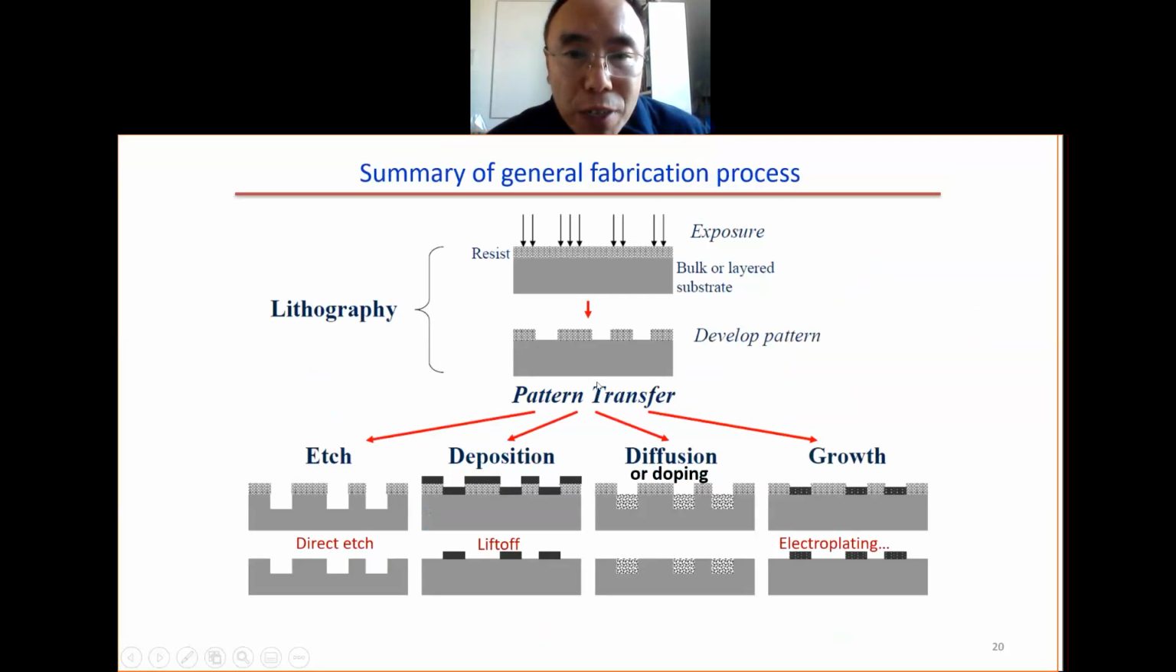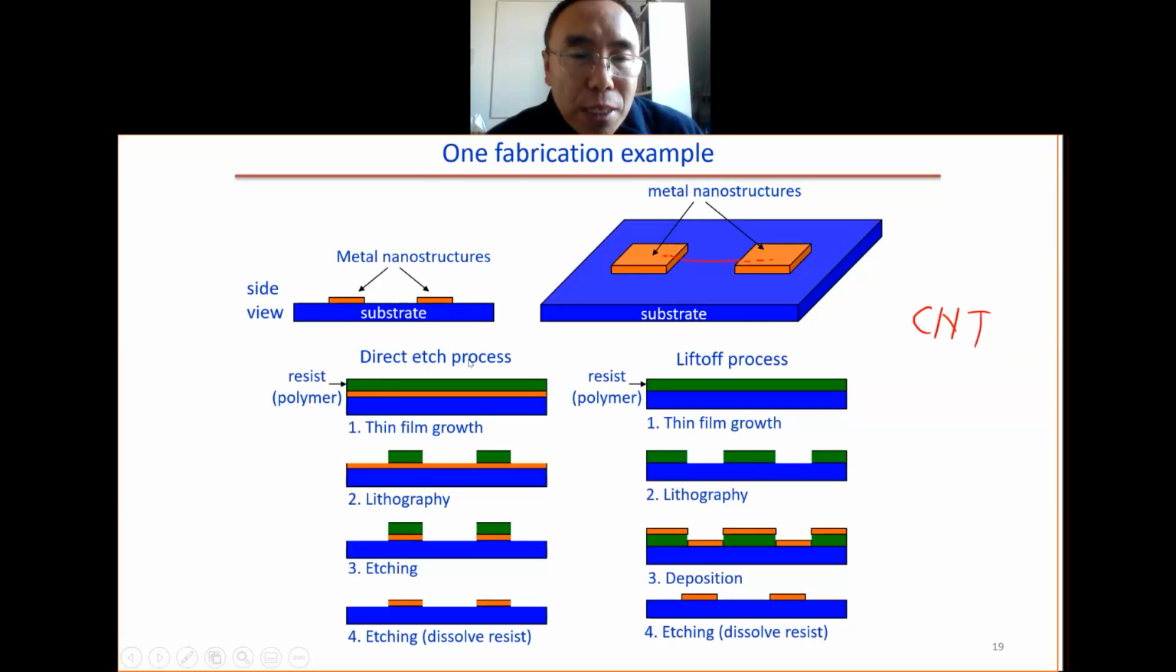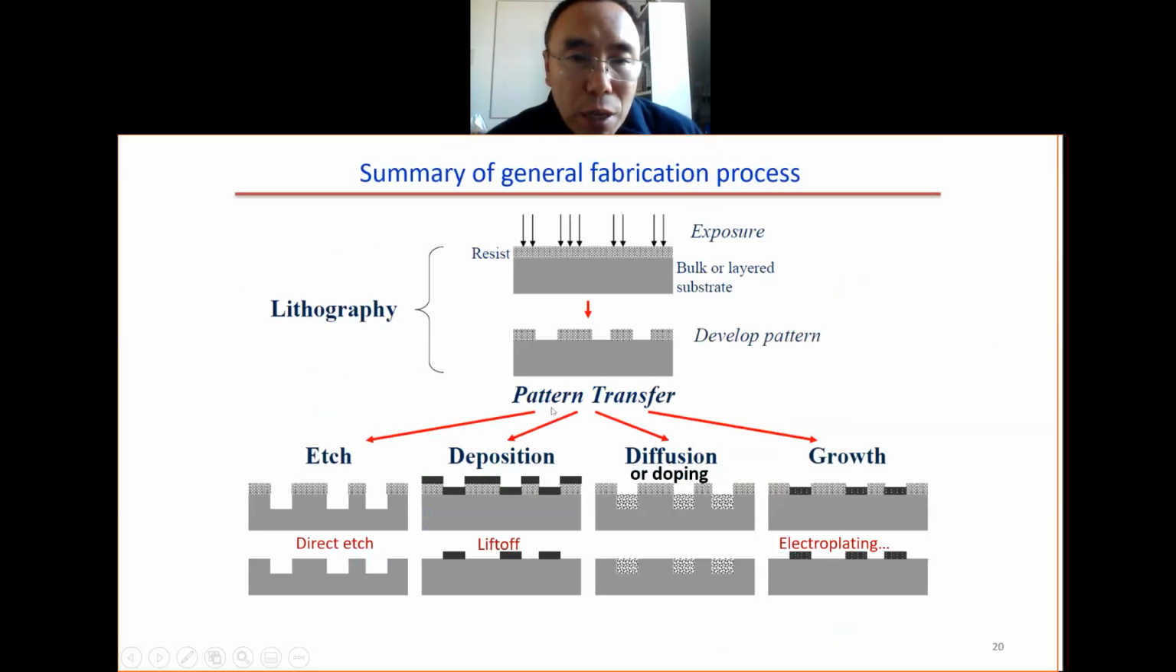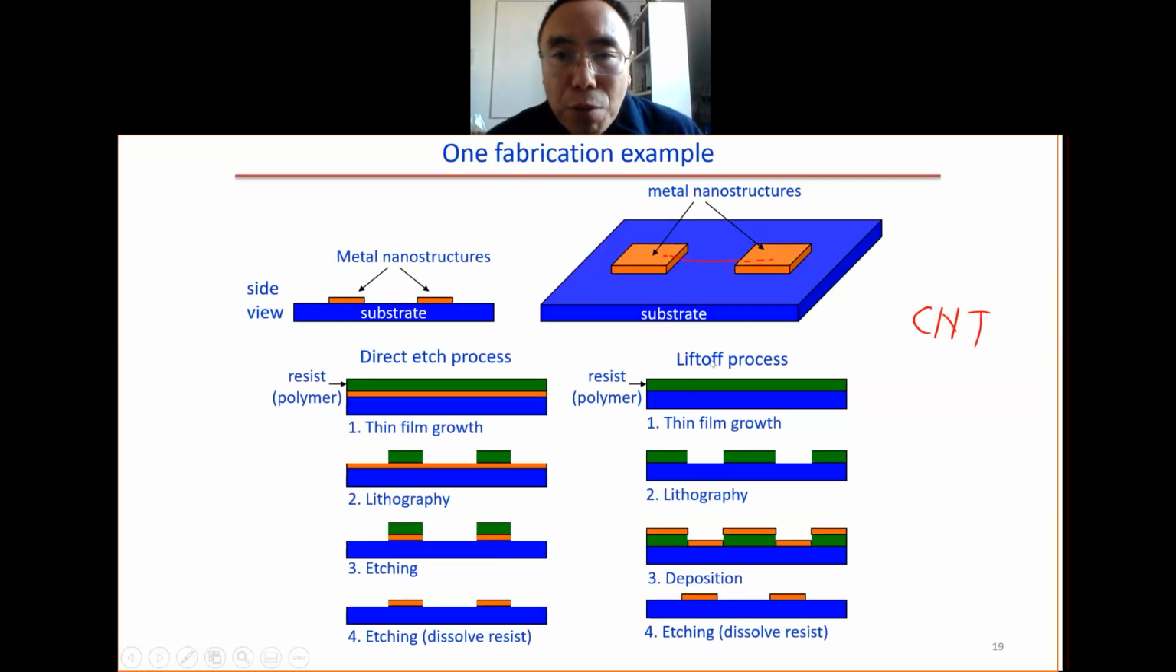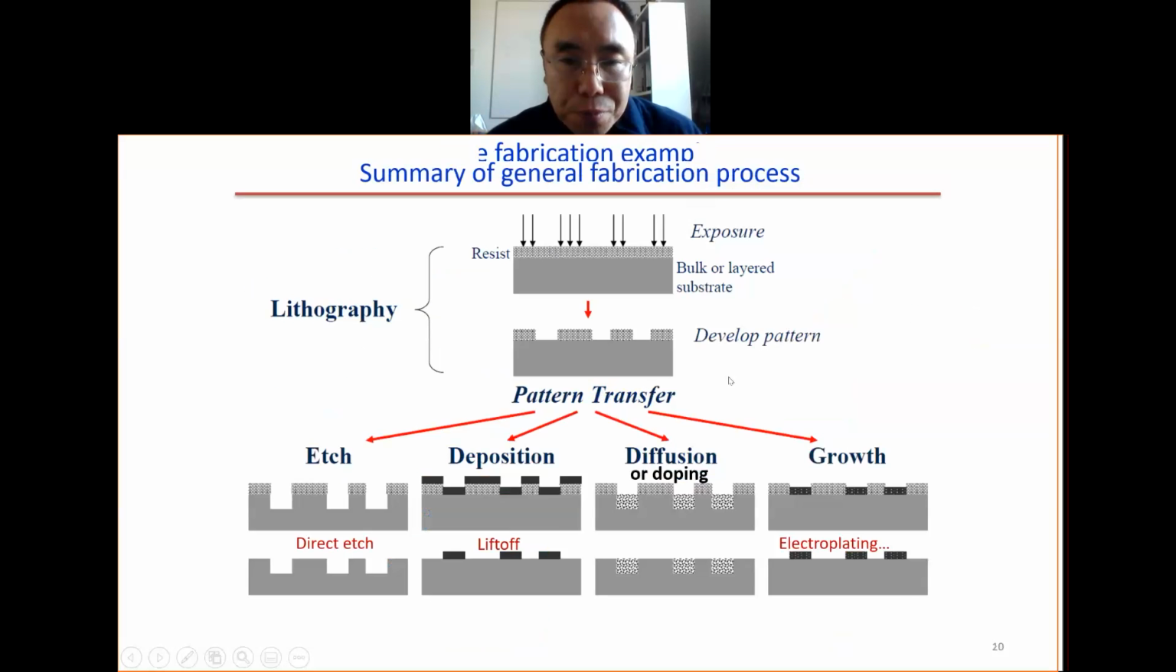So this is the general method of pattern transfer. As we just saw, we have the resist, we do the lithography, we have the pattern. Afterwards, we can do the etching. This is the direct etch process, where we do the etching and the pattern transfer. We can also do the lift-off. So this is the lift-off process.